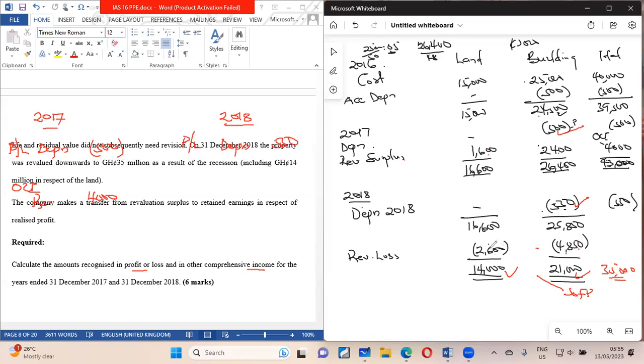When there is a revaluation loss, what is the treatment? Yes, who can tell us? What is the treatment when there is a revaluation loss? Hello, sir. Yes, please. It will go to P&L. You credit P&L and debit revaluation. I don't understand. Credit P&L and debit revaluation. Somebody said revaluation loss will go to P&L. P&L, yes. It is true, but it's not true.